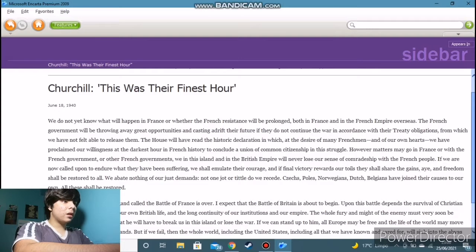We abate nothing of our just demands, not one jot or tittle do we recede. Czechs, Poles, Norwegians, Dutch, Belgians have joined their causes to our own. All these shall be restored.